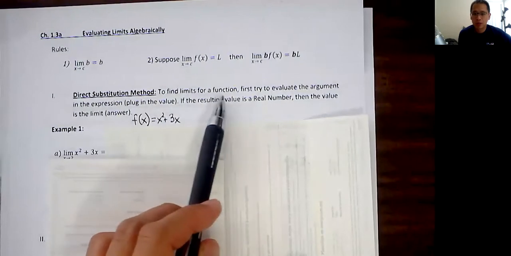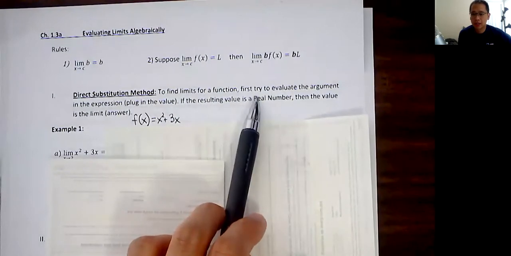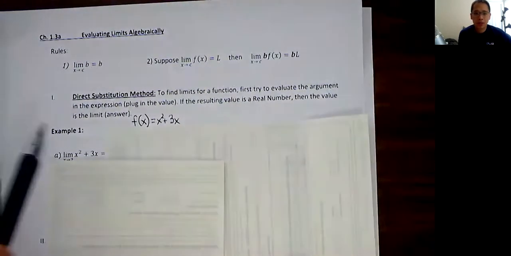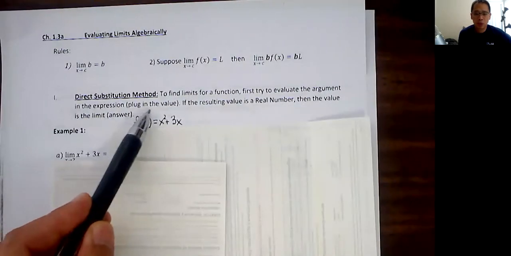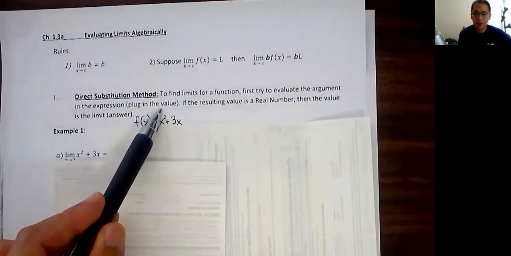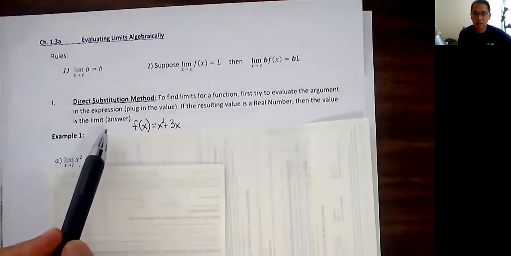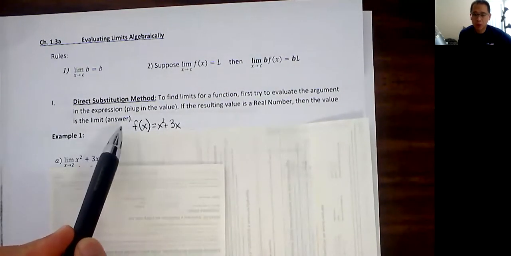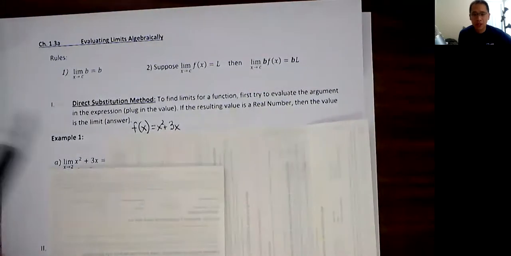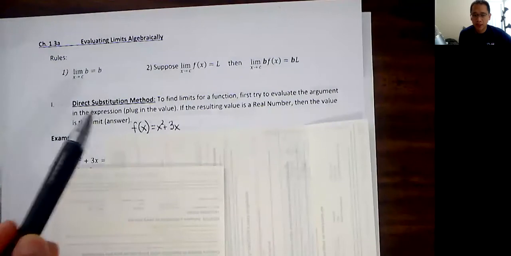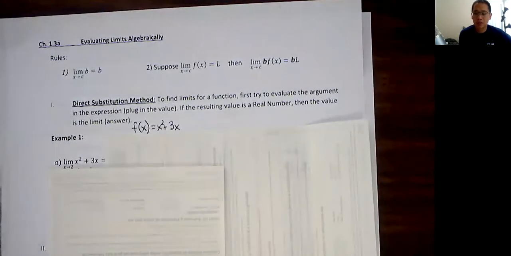So to find limits for a function, the first thing we should always try is evaluate the argument in the expression. We just plug in that value, okay? If the resulting value is a real number, then the value is the limit. So if we get a real number in return, then that's our answer. There's nothing more that we need to do. If we don't get a real number, then we have some additional steps that we have to follow.